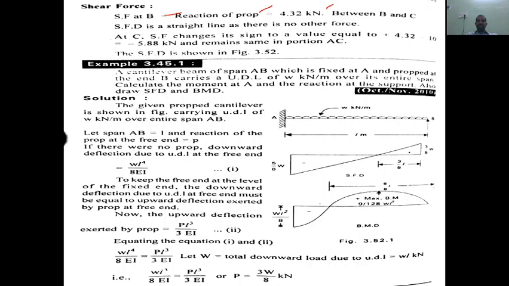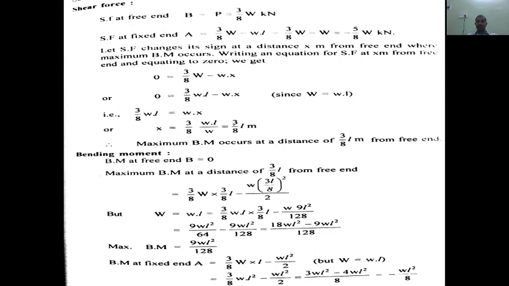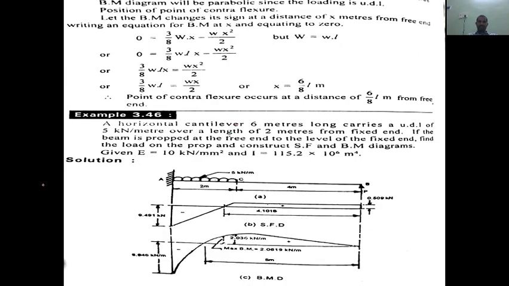Now this is one more problem. A cantilever beam of span AB, which is fixed at A and propped at end B, and carries a UDL of W kilonewton per meter over its entire span. Calculate the moment at A and the reaction at the support. Also draw the shear force and bending moment diagram. Yes, this is also completed earlier. Let us take the next problem, which is a different one.